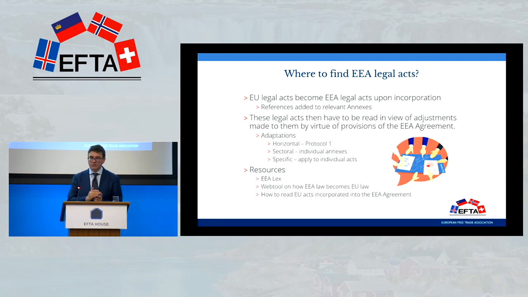There are horizontal adaptations, and those are found in Protocol 1 to the agreement, and they apply to all legal acts. There are so-called sectoral adaptations, and they relate to policy fields and are found in the separate annexes of the agreement. And then there are so-called specific adaptations, and they only relate to specific legal acts. Now, this is a very quick short overview of all of this.